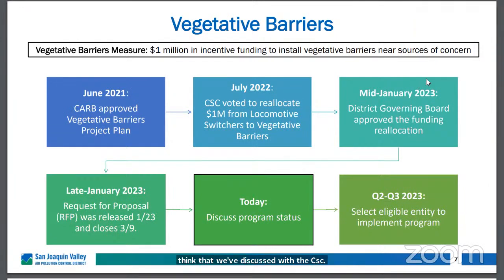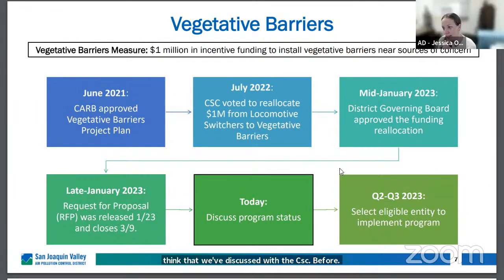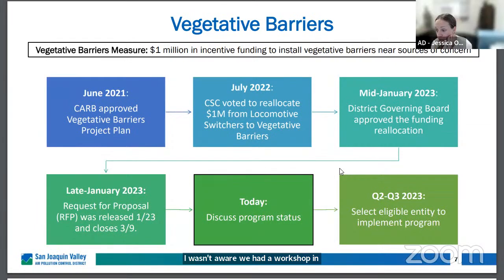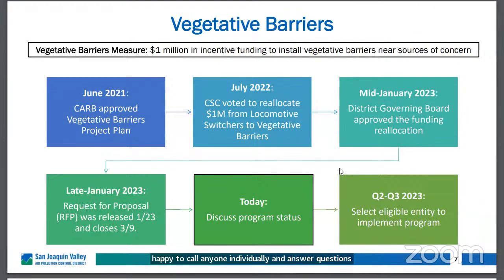Okay. So if we can add that as an action item, just so I can clarify the oleander question. Yeah, and I'll reach out to you tomorrow. I wasn't aware we had a workshop and missed that. No problem, that's totally okay. We're happy to walk anyone through. Really, the workshop was just to ask questions, so we're happy to call anyone individually and answer questions. Okay, great. Thank you, John. Gustavo.